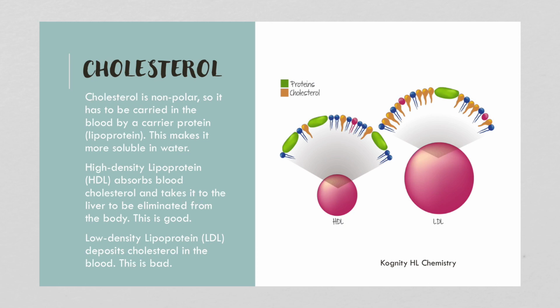Your low-density lipoprotein, on the other hand, actually will deposit cholesterol into your blood, which can form plaque, and that is a bad thing. So you can see there's a difference there. In the high-density lipoprotein, you have more protein and less cholesterol. In the low-density lipoprotein, in this example, there's only the one protein represented and a whole bunch of cholesterol. So this one deposits it in your blood, and this one eliminates it from your blood.